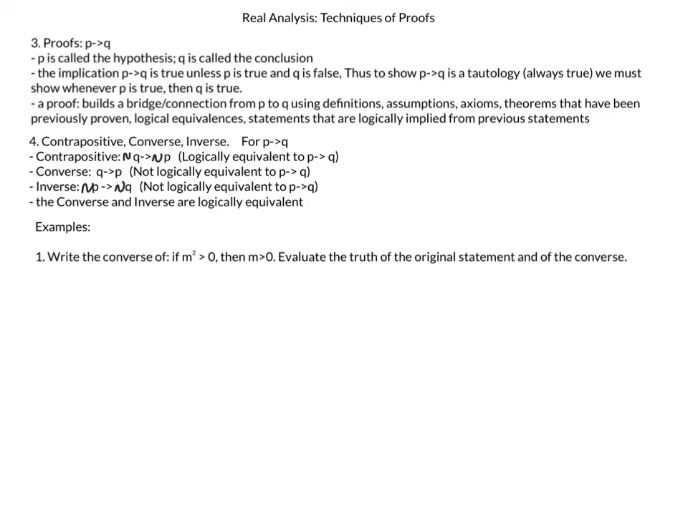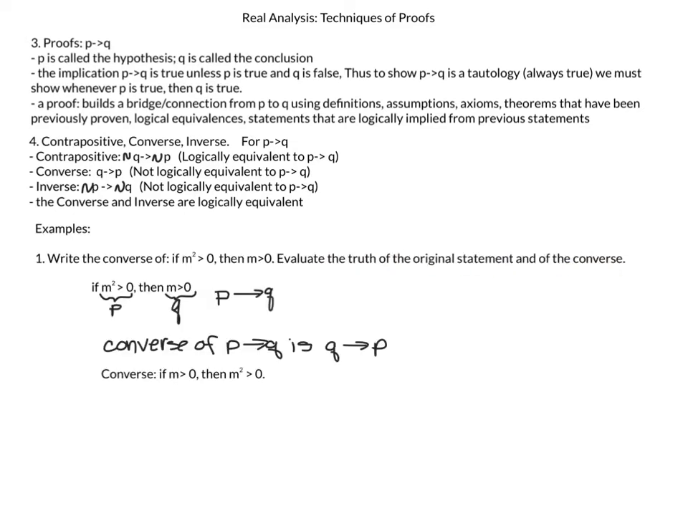The next example: write the converse of if m squared is greater than 0, then m is greater than 0, and then we want to evaluate the truth of the original statement and of the converse. And note, I'm not asked to prove either of these, but just evaluate if the original statement and the converse are true. I've rewritten my original statement here: if m squared is greater than 0, then m is greater than 0, and I've identified my p and my q in my implication p implies q.